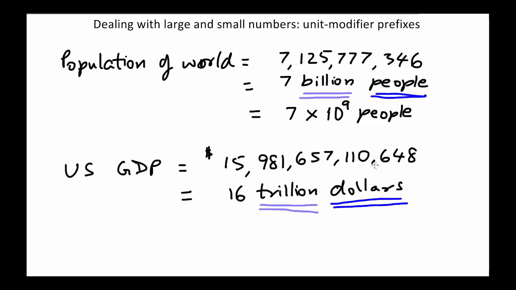The trillion comes from, again, counting commas. So we've got 1,000 for the first comma, million, billion, and trillion because we've got 4 commas here. And so we can also write this as the GDP of the US is 16 times 10 to the power of 12 dollars, which in a more standard way might be written with the dollar sign up front, $16 times 10 to the 12.